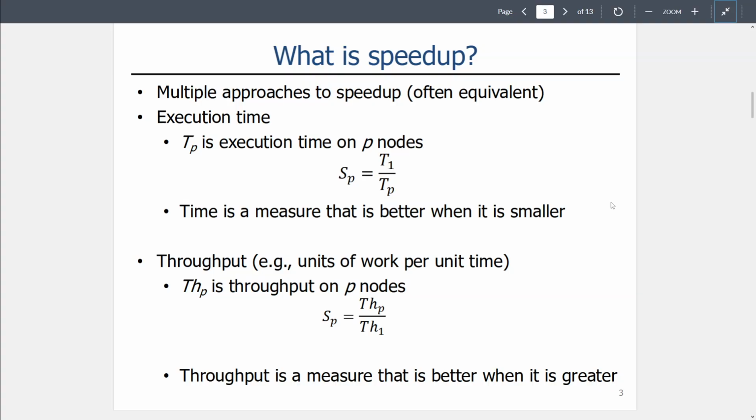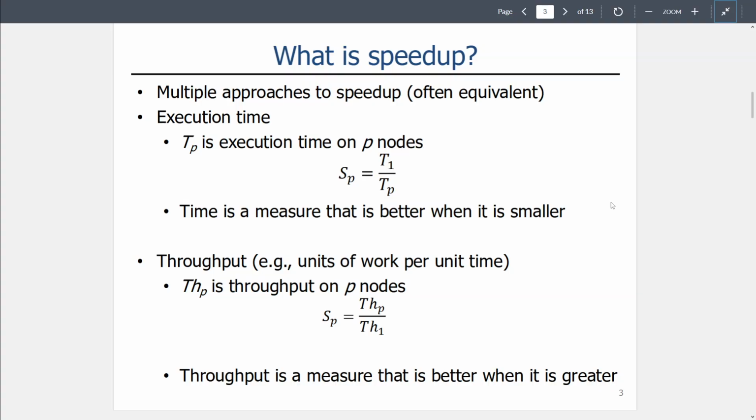We can also measure it not via time, but by throughput. So like how much work is getting done, how much actual data is being processed and output from our program, which may be useful. One example of throughput could be flops. How many floating point instructions am I able to execute over a certain period of time, right?